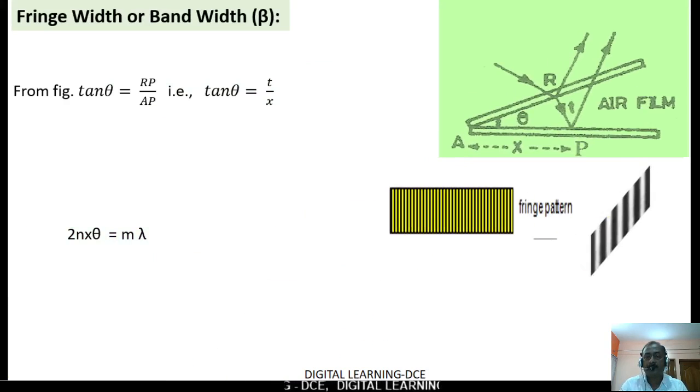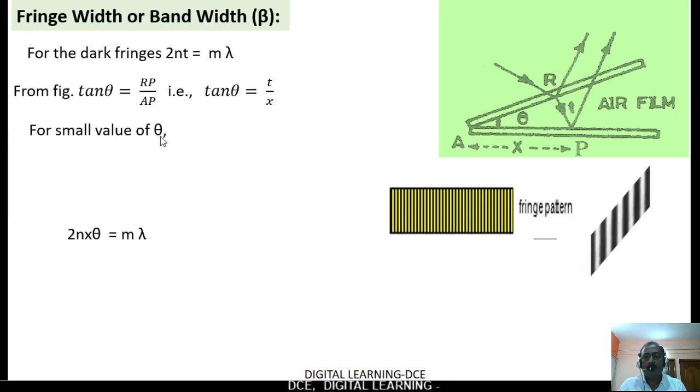Now, we want to calculate fringe width or bandwidth. For the dark fringe, as already derived, the condition is 2nt equals m lambda. From the figure, tan theta equals RP by AP, opposite by adjacent. Then tan theta equals t by x. RP means the thickness of the film, that is t, and AP means the distance between the point P and the wedge edge A, that is x.